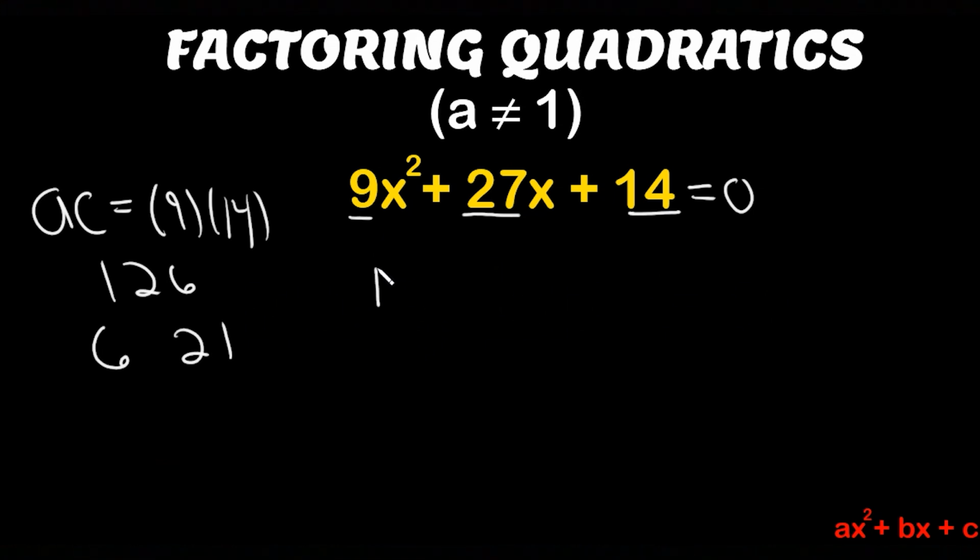It's going to be 9x squared, just going left to right. And when I get to this 27x, or in other words, my bx, I'm going to essentially break it apart by using the 2 values that I came up with. So in other words, I'm going to write plus 6x and then plus 21x, okay?